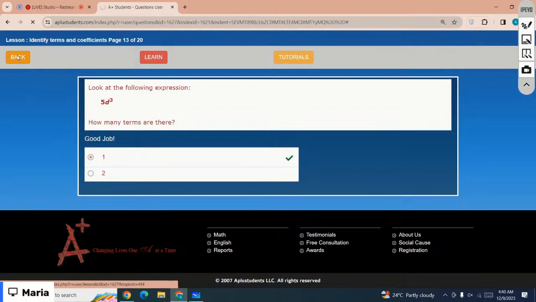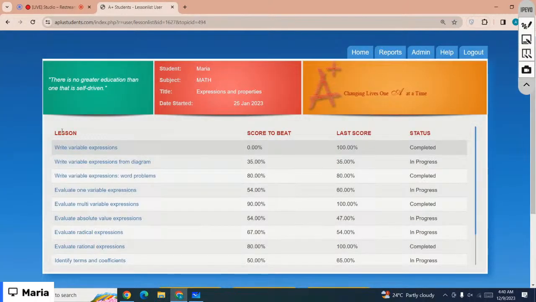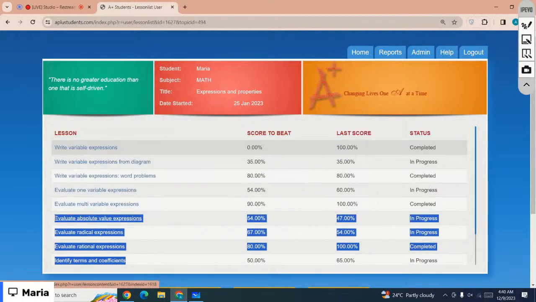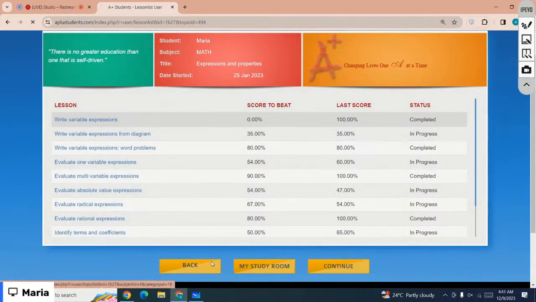So we were working on grade 8 math. The chapter we're working on is expressions and properties. The lessons we have covered today are evaluate absolute value expressions, evaluate radical expressions, evaluate rational expressions, and identify terms and coefficients. So please make sure before the next session you complete all the practice questions for the lessons we did today. That is your homework until the next session, right?